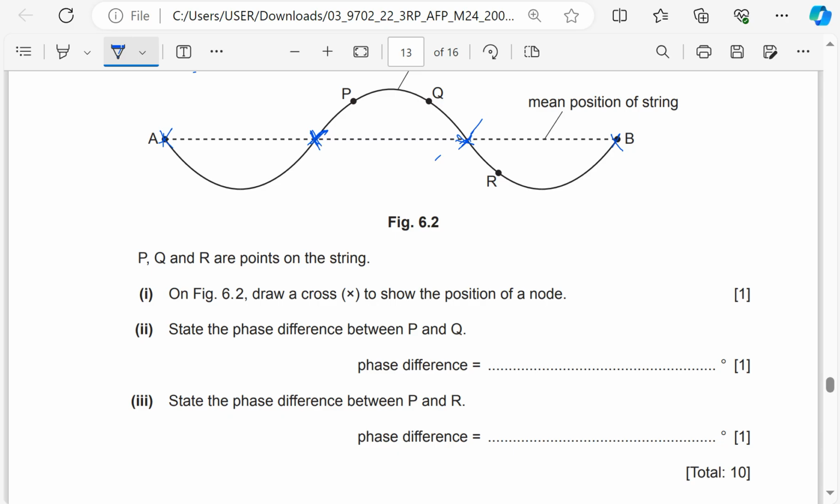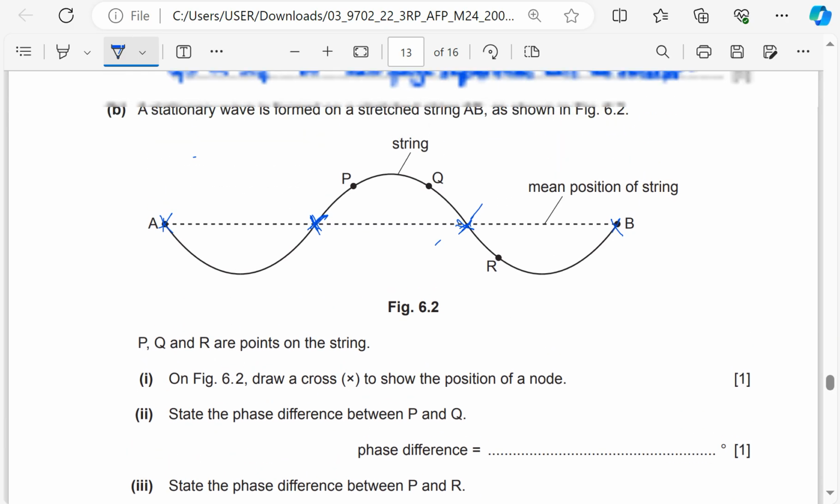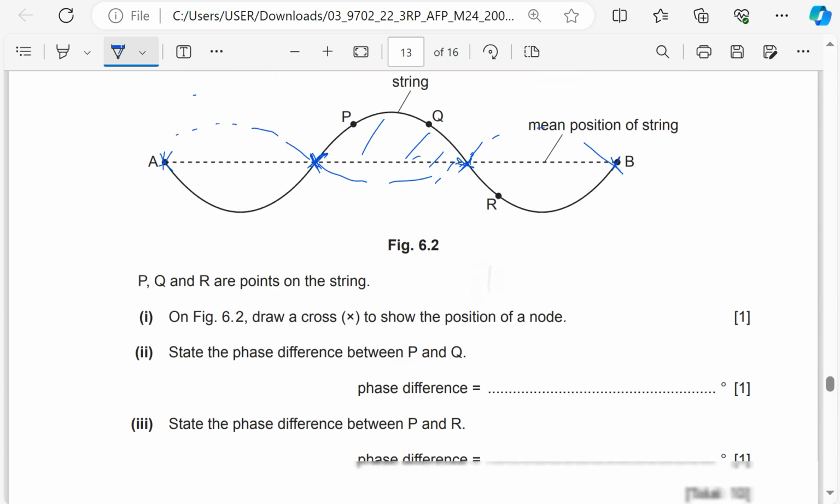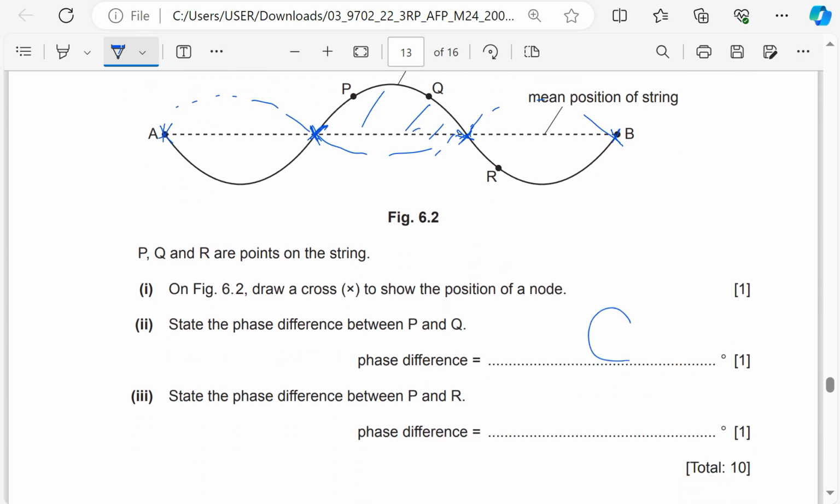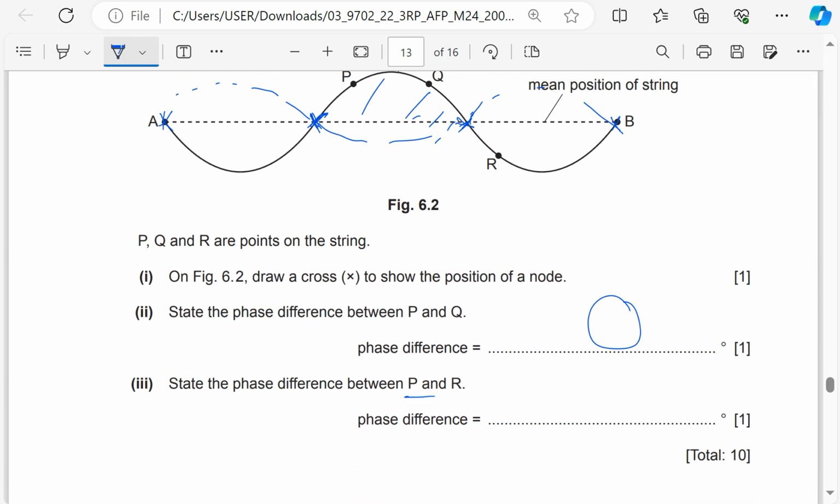Instead, the phase difference between P and Q: particles in the same segment vibrate in phase, so this is 0 degrees. Then state the phase difference between P and R.